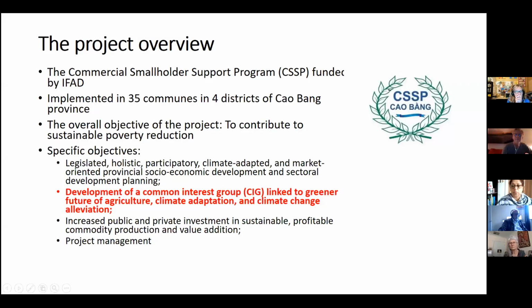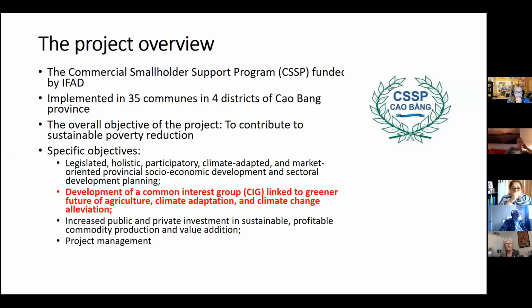Okay. In this circumstance, several development projects have been implemented in Cao Bang, and one of them is the Commercial Smallholder Support Program, CSSP, funded by IFAD. In fact, IFAD has supported Cao Bang since 2008 with the Development for Business for the Rural Poor project. The project I'm talking about now can be considered the second phase of the IFAD project in Cao Bang.